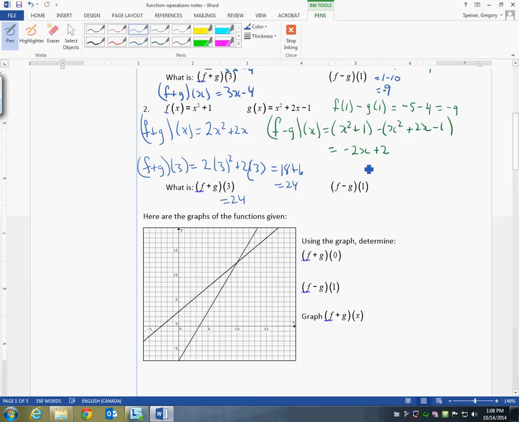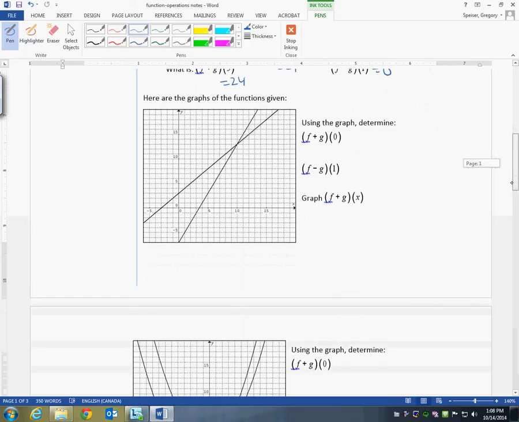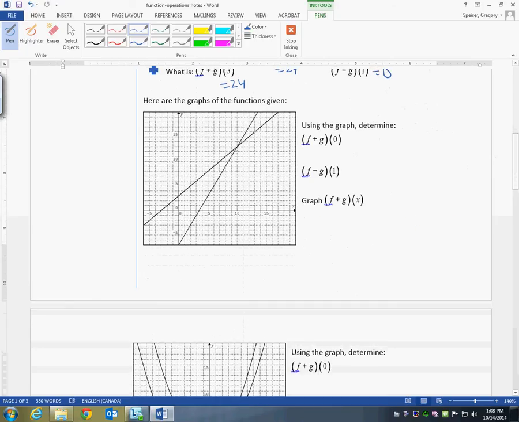f minus g at 1, if I put a 1 here, negative 2 times 1 is negative 2 plus 2 is 0. Oh, neat, it cancels each other out. Okay, so that's the first part of the lesson. Hopefully that was fairly straightforward. Here are the graphs of functions. Find out f plus g at 0 and f minus g at 1, things like that.